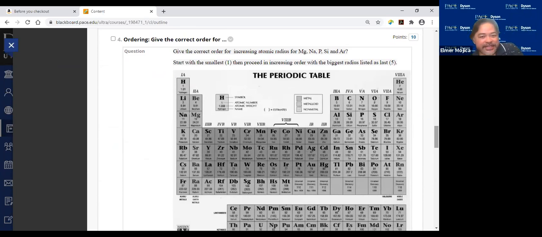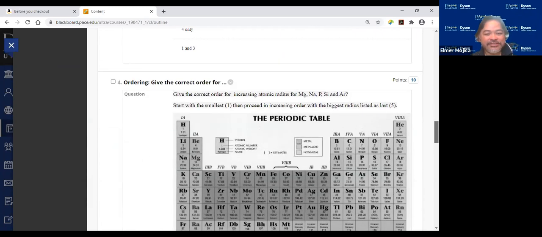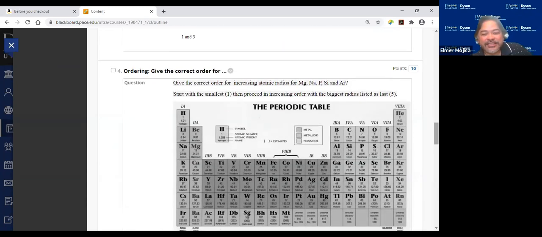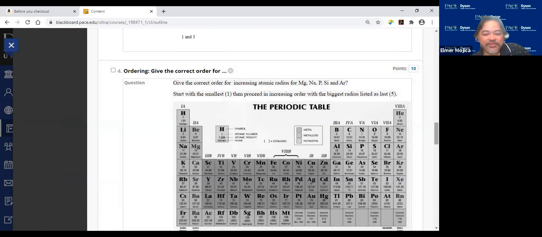Now, the thing is, I think I have 2 questions of this type in the exam. So that means the periodic table is not beside it, so you have to look where the periodic table is. Okay? The one that's being asked here is increasing atomic mass, giving magnesium, sodium, phosphorus, silicon, and argon. So that means I start with the smallest with number 1 and then the biggest with number 5.